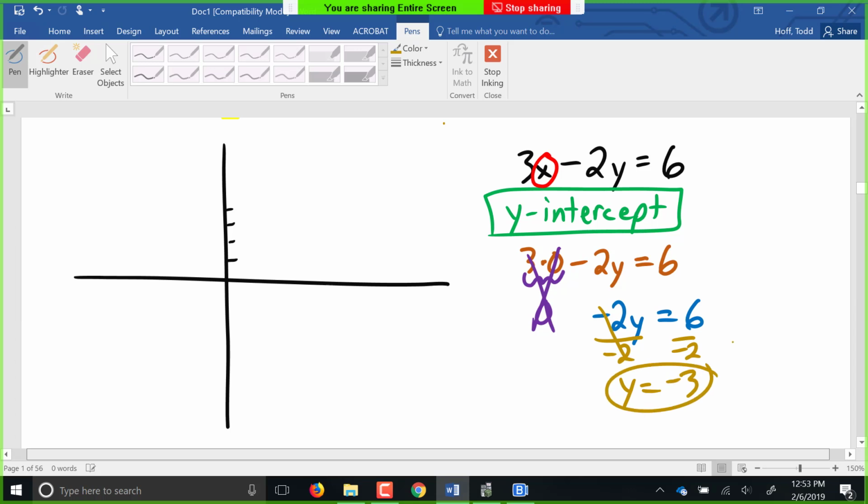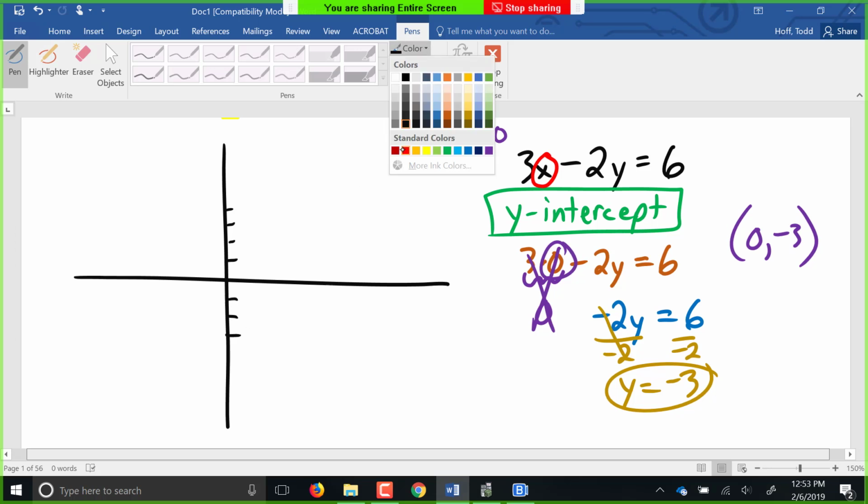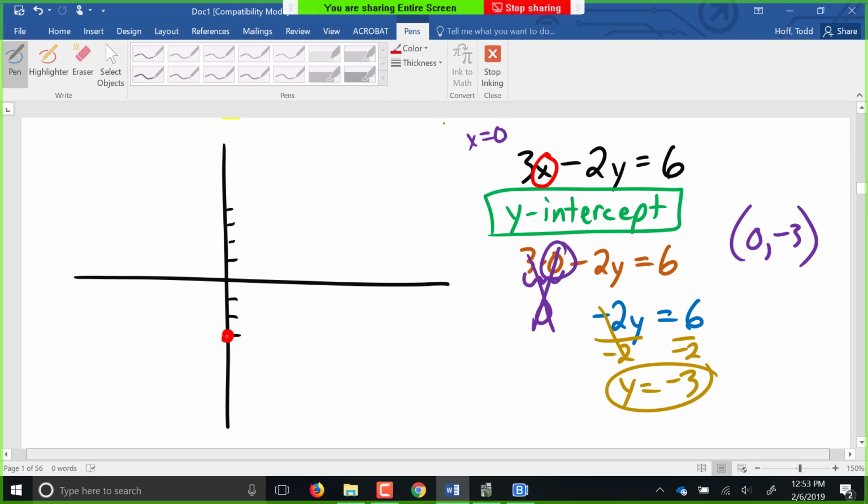negative 3. Now remember, up above, we already said that x was 0. That's why I put 0 in there. So the coordinate we just created was x is 0, y is -3. So (0, -3) is right there. That's my y-intercept.